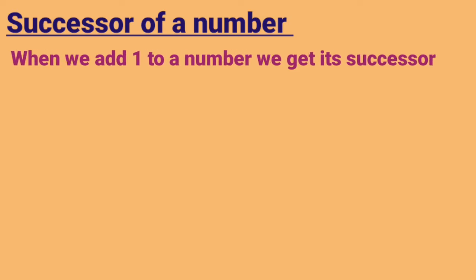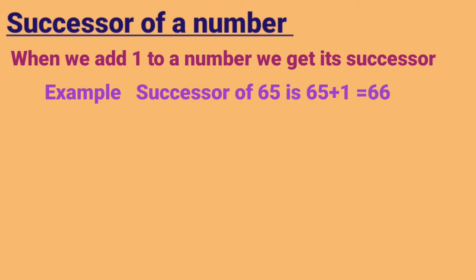Now let's talk about the successor of a number. When we add 1 to a number, we get its successor. For example, the successor of 65: we will add 1 to that number. So 65 plus 1 is 66. So 66 is the successor of 65.